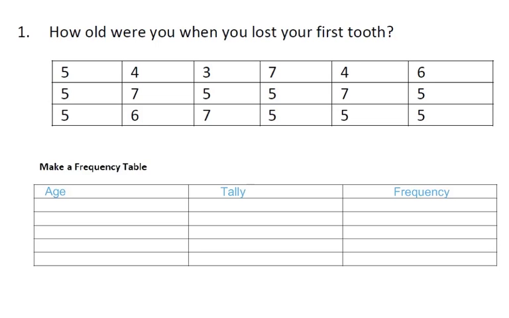The first thing we want to do after we see our data, our first question being how old were you when you lost your first tooth, is take this data and make a frequency table with it. So we can see how many survey respondents said they lost their first tooth at 5, 4, 3, and so forth. Let's go ahead and set up our frequency table.